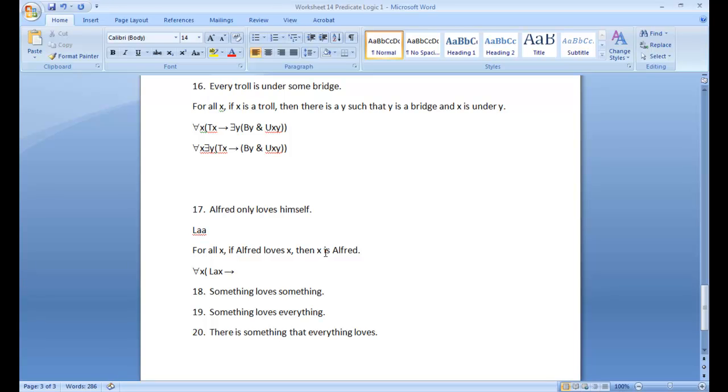Well, the "is" here actually means "is identical to," right? It could mean that X has the property of Alfredness, but that's a very odd way of interpreting it. We don't think of Alfred as being a property. We think of it as being a name in predicate logic. So if we're going to say X is Alfred, we'd really have to introduce a relation like E for equals. So for all X, if Alfred loves X, then X equals Alfred.